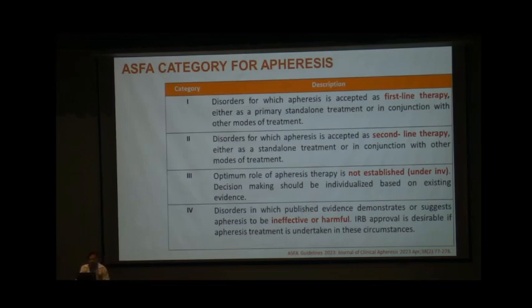While in the case of category 3, the optimal role of apheresis therapy is not established, like they are under investigation, or enough data from RCTs are not available. While in category 4, published evidence is available that the apheresis procedure is ineffective or harmful. So if we are doing the procedure for category 4, IRB (institutional review board) approval is recommended.